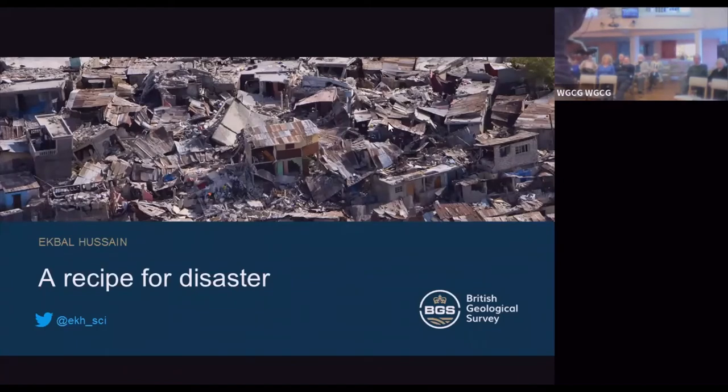Why does a natural event turn into a disaster? And I'm going to go through the steps why that happens. But I'm going to illustrate everything with one hazard that I know particularly well, an earthquake. But everything I'm about to say today is relevant for any hazards, whether they're natural or man-made hazards. So it's worth having a think about how broadly applicable these ideas are.